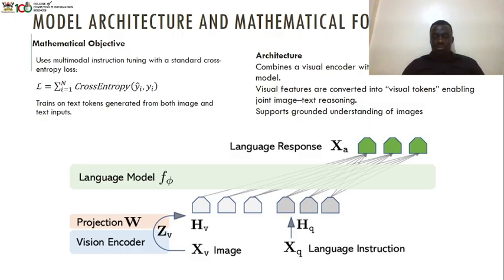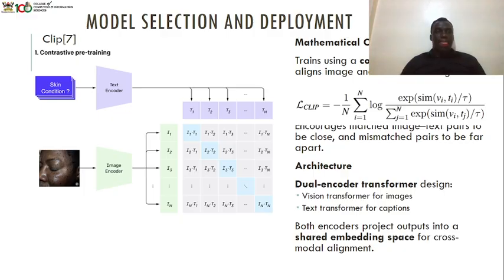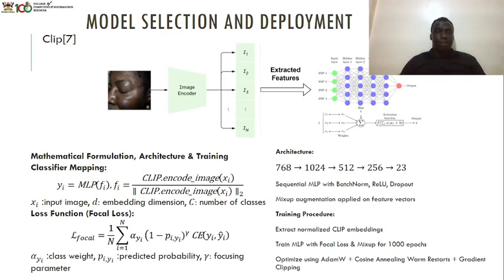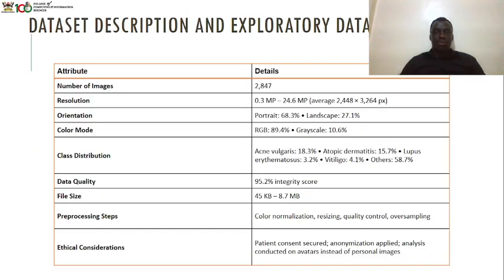And then we come to CLIP. Now CLIP trains using a contrastive loss that aligns image and text embeddings, and then it encourages matched image-text pairs to be close and mismatched pairs to be far apart, as we can see here. And then this is CLIP, still the mathematical format, and then the deployment part.